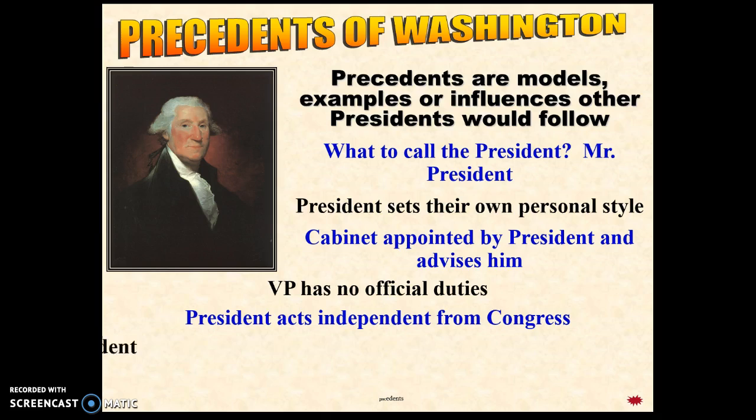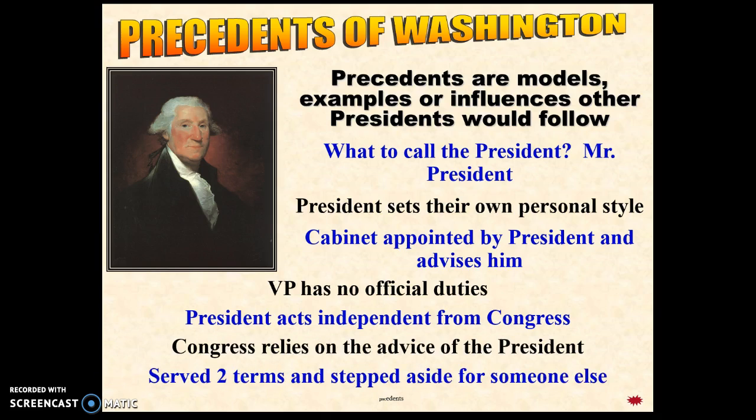So, some other precedents that he sets are what we call him. So, as I think I've said in class, one of the first debates in Congress is what do we call him? What is his title? And he simply chooses the title of Mr. President. Each president sets their own personal style.